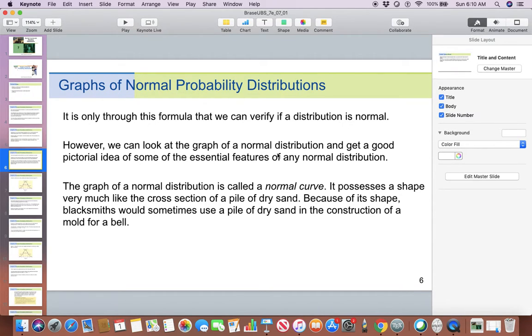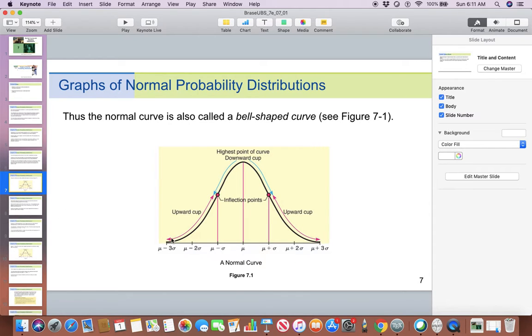However, we can look at the graph of a normal distribution and get a good pictorial idea of some of the essential features of any normal distribution. The graph of a normal distribution is called a normal curve. It possesses a shape very much like the cross-section of a pile of dry sand. Because of its shape, blacksmiths would sometimes use a pile of dry sand in the construction of a mold for a bell. Okay, so that's the normal curve. Normal curve is also called a bell-shaped curve.